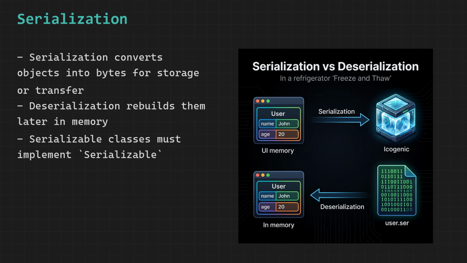Normally, when your Java program closes, all your objects in memory vanish completely. The data they held disappears because it only ever existed in RAM, which is temporary storage. But what if you want to save a player's progress in a game so they can continue where they left off? Or what if you need to send a complete object over a network connection to another computer?